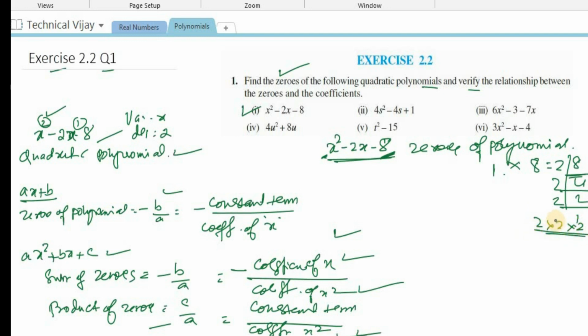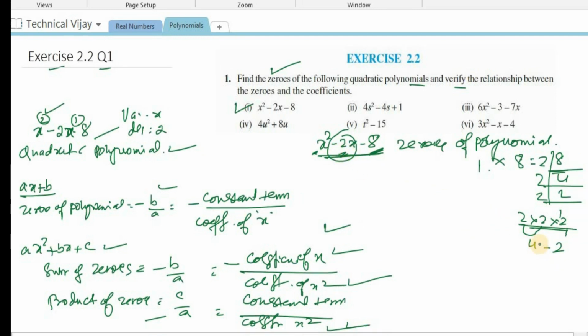So by making these factors, we have to find the middle term. Like this, 2 into 2 is 4, this is 1 and this is 2, so 4 minus 2 is equal to 2. By adding or subtracting the factors, we should get the middle term. Like this: x square minus 4x plus 2x, and minus 8 will be written as it is. So here you can see, minus 4x plus 2x is equal to minus 2x only. So the middle term has been split in this way.